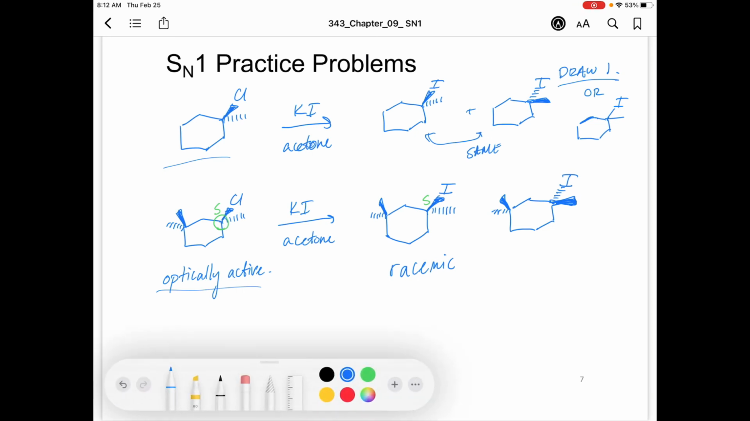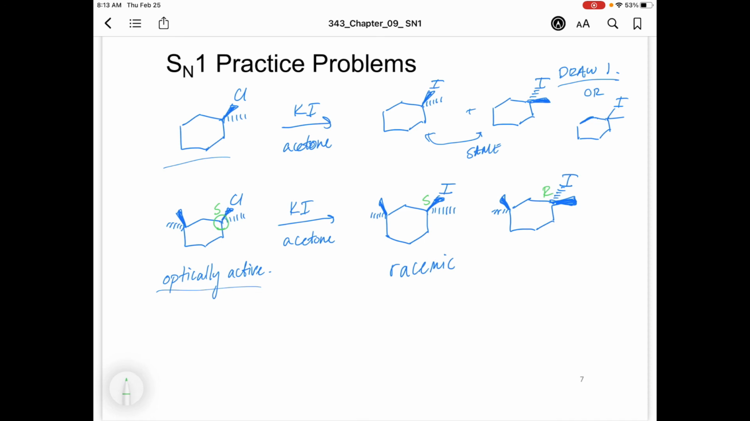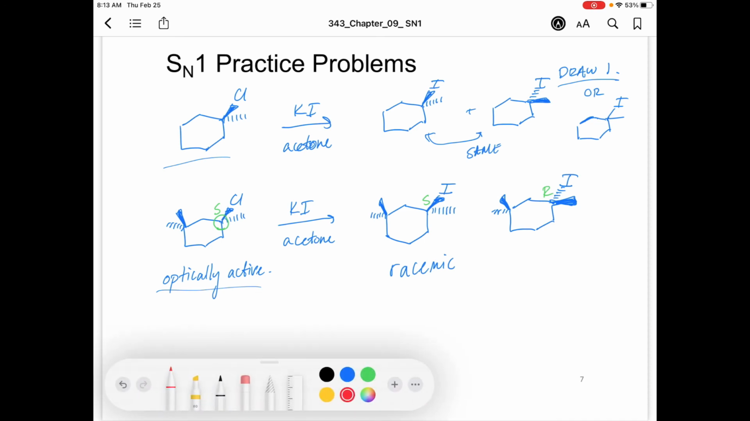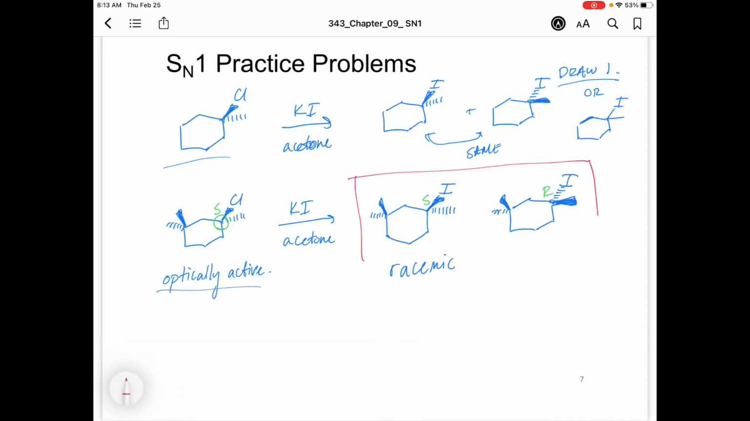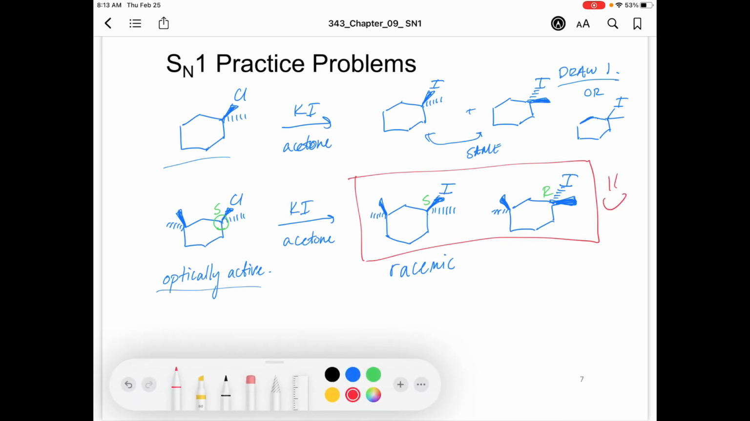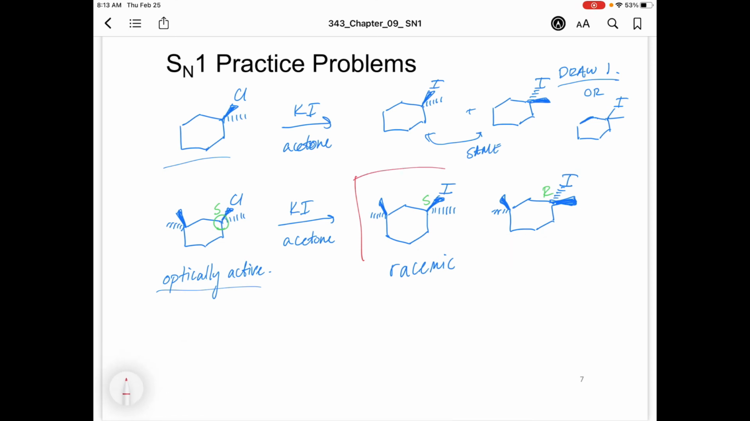So let's just circle what you can do. So you can either, let's see, this would be the R enantiomer. So you could draw this as your product. That would work. Okay? Or you could just draw this as your product. And this indicates, by just writing one of the enantiomers, writing racemic, this indicates that you have both present. Okay, well, that is it for this video about SN1 reactions.